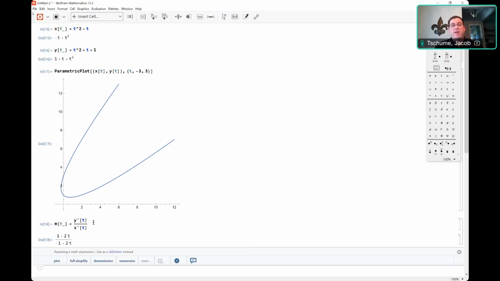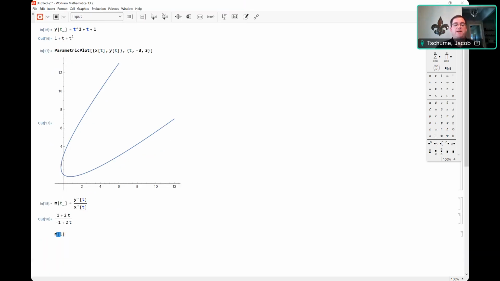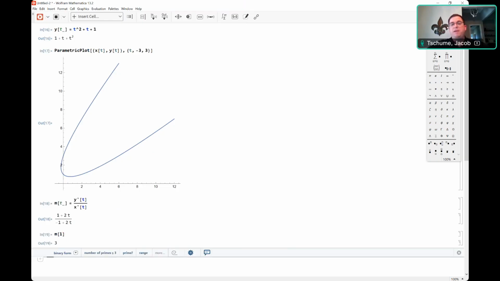Now that we have our slope function, we want to actually find the slope. So what I'm going to have Mathematica do is evaluate my slope function at whatever t value the problem says. Like I said a few minutes ago, we're going to use t equals 1. So I'm going to evaluate m of 1 for my slope value. So it would be 3. So I now have the slope of my tangent line.